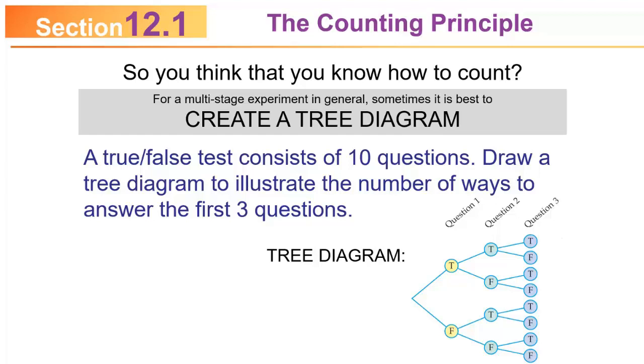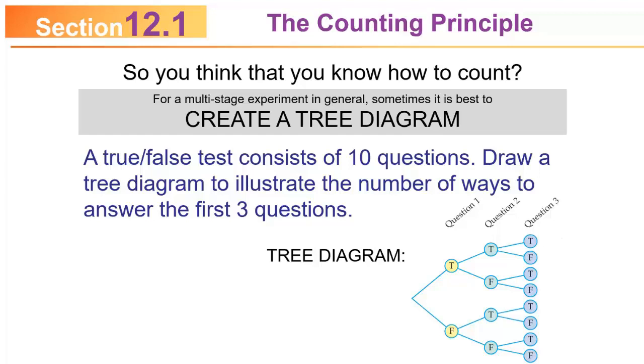This was a 10-question test, but they only ask about the number of ways to answer the first 3 questions. So because they only ask about the answer to the first 3 questions, we only go 3 levels in, which means this is a 3-stage experiment. Of course, if they had asked us to do all 10 questions, you can see very quickly how that tree diagram would get really complex. Because every stage, you double the number of possibilities. But in this case, we're only doing 3 questions.